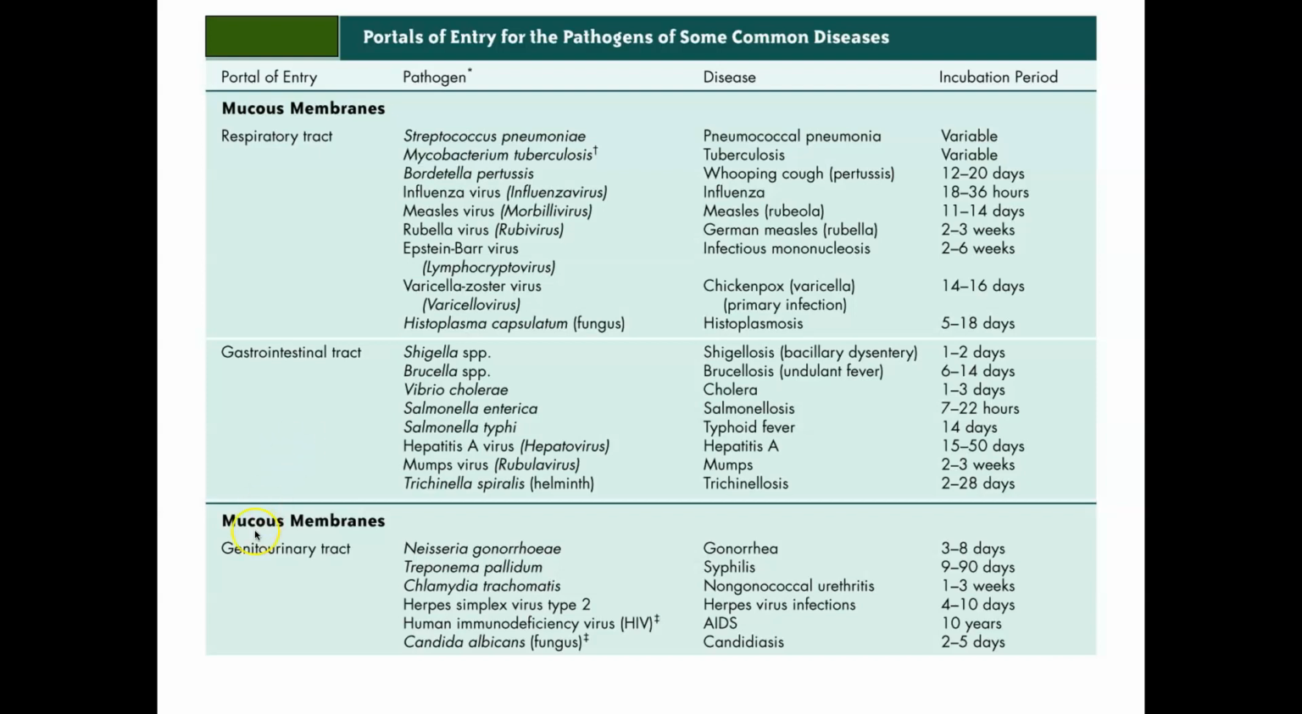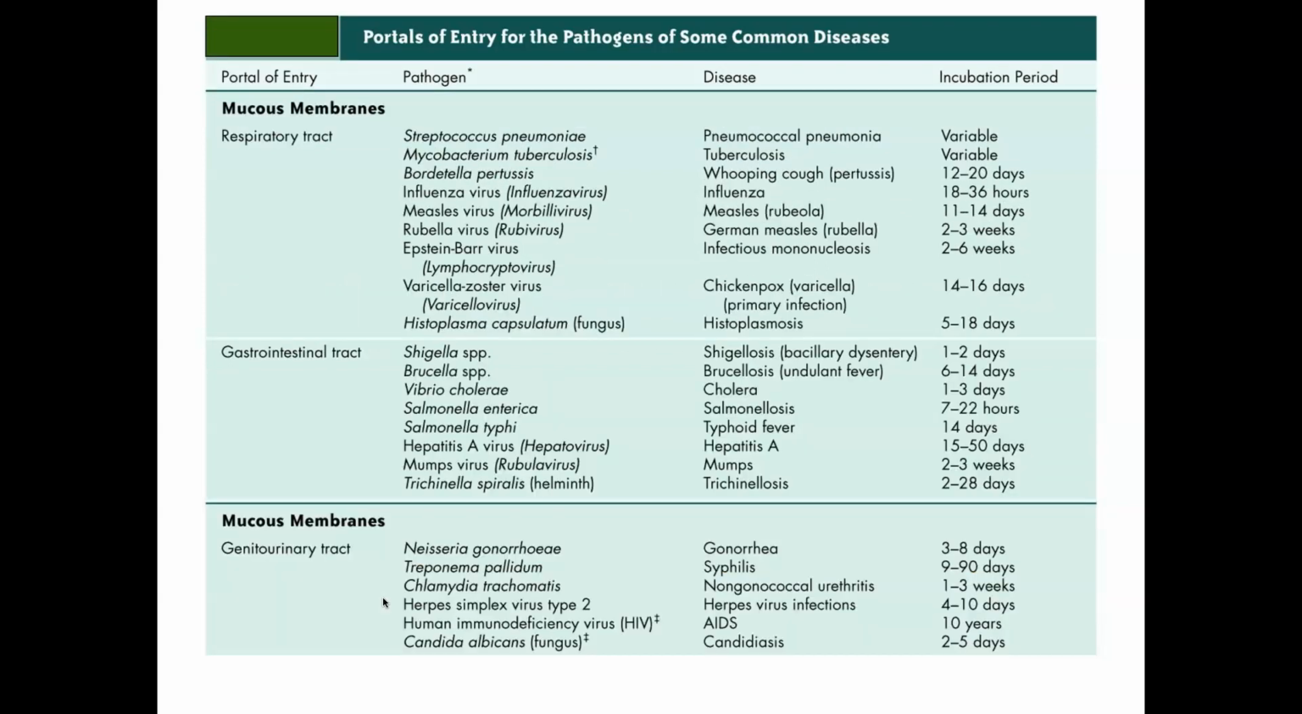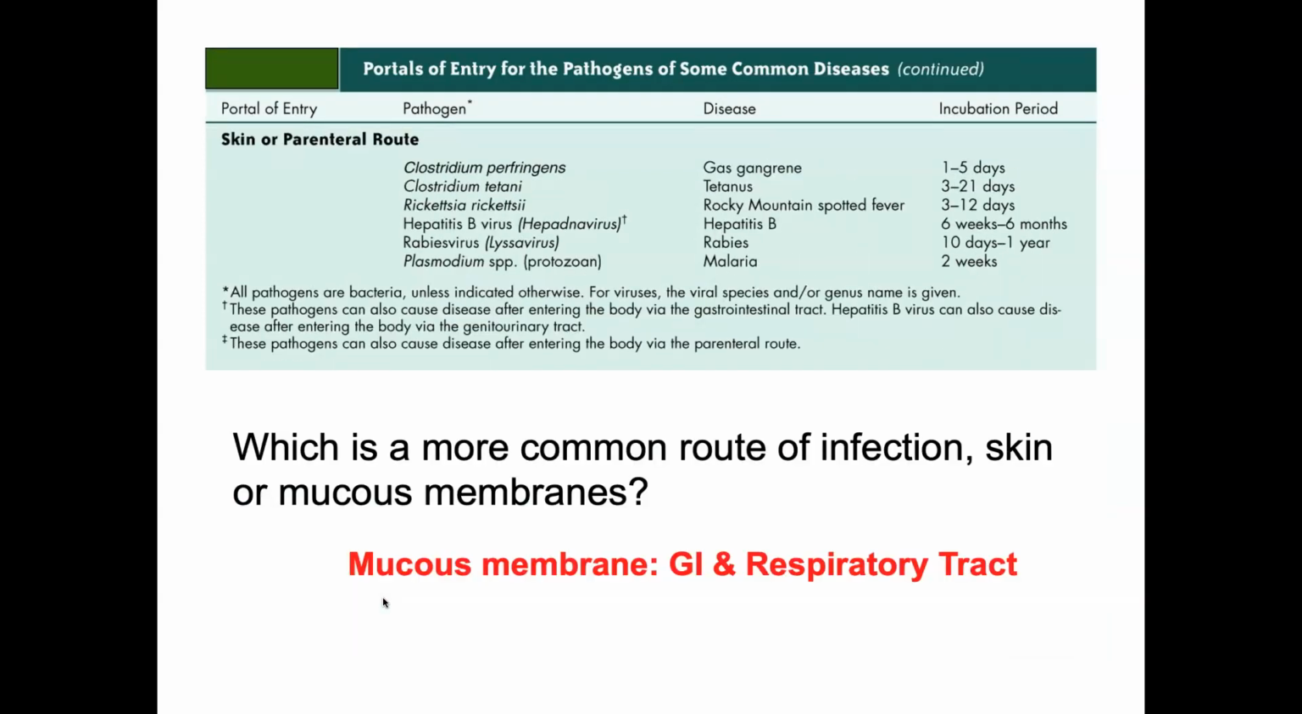The mucous membrane also includes the genitourinary tract. A lot of these would be your sexually transmitted diseases, or STDs. So you can see that there are a lot of different pathogens that enter through the mucous membrane, whether it's the respiratory tract, gastrointestinal tract, or genitourinary tract. The other portal of entry that we talked about is the skin, or parenteral route. And through here, we see these various organisms and the diseases associated with them.